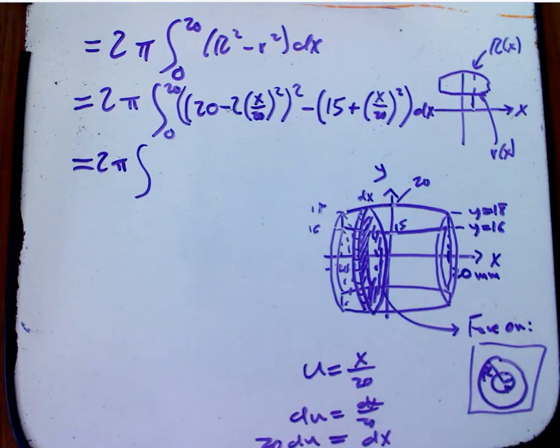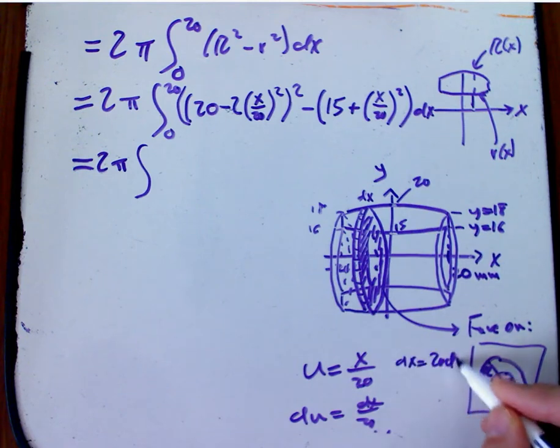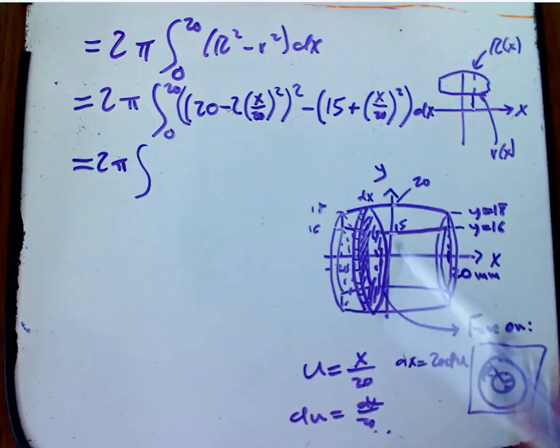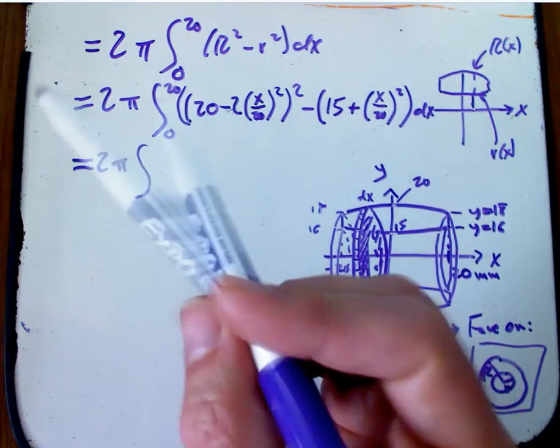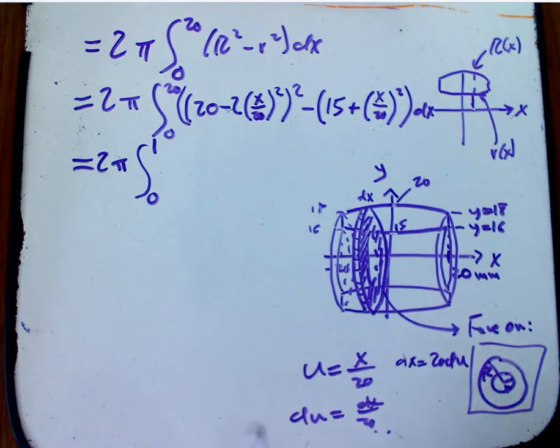Ooh, that's right at the edge of our little screen. Sorry. Let me put it over here. dx is 20 du. Okay. And if x goes from 0 to 20, u conveniently just goes from 0 to 1. That's really nice. So basically what I'm using is that 20 is a natural scale for this problem, and this basically just changes the units from millimeters to units of 20 millimeters. And that actually is very nice.